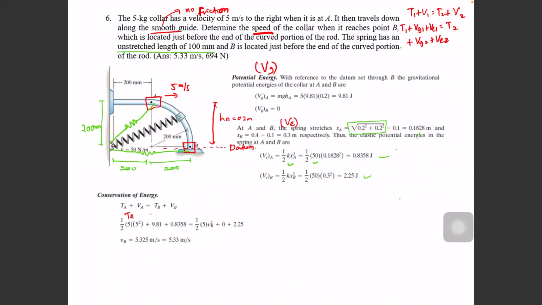This is your VGA, right? And then this is your VEA. This is your TB. This is your VG at B. And then this is your VG elastic. No, bukan VG elastic. VEB. Okay, this is VEB. Right? V elastic at B.